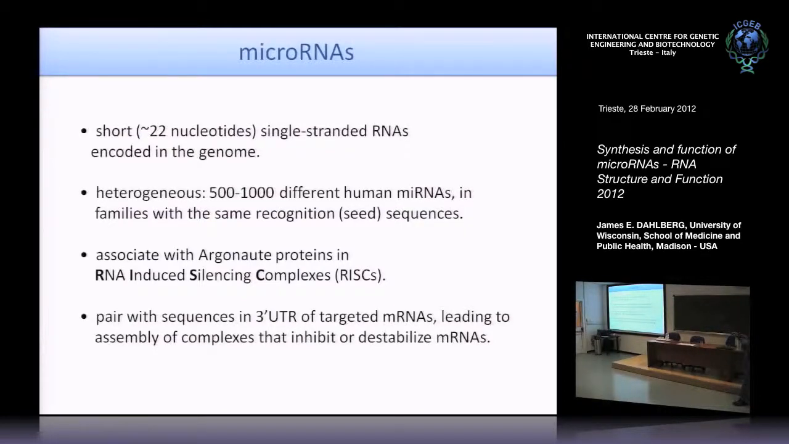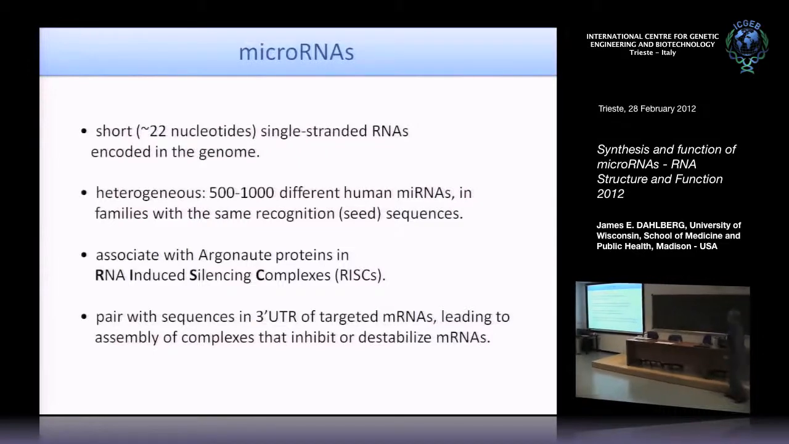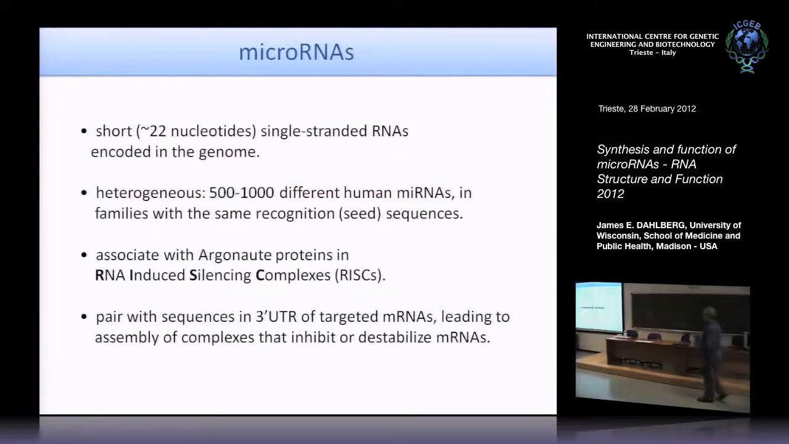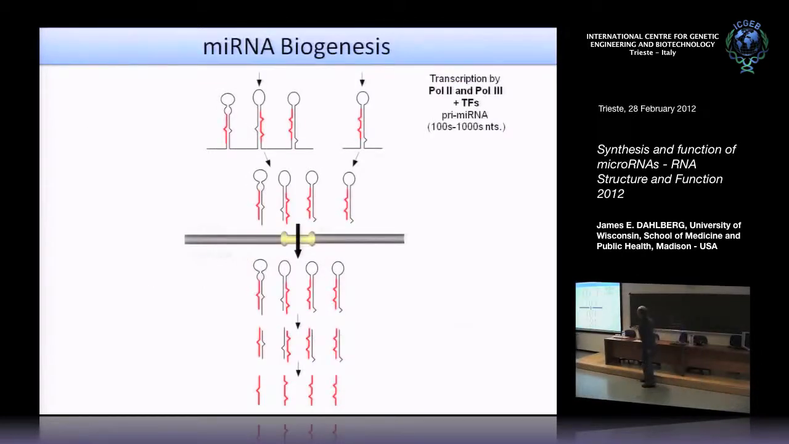It's really the protein complex that's important, and these are called RISC, RNA-induced silencing complexes, which silence the expression of messenger RNAs. And the targeting of messenger RNA is through base pairing of regions of the microRNA with sequences that are in the 3' UTR of the message. And that recruits a bunch of proteins.